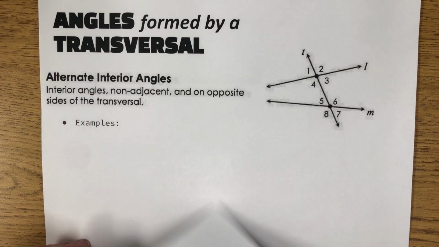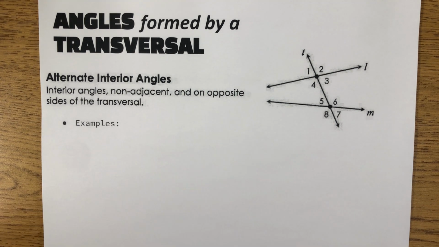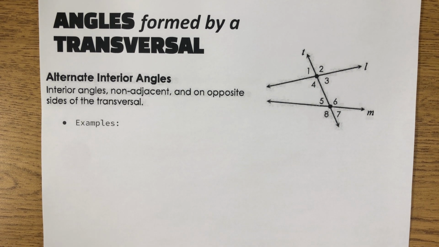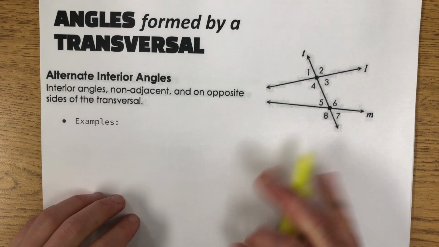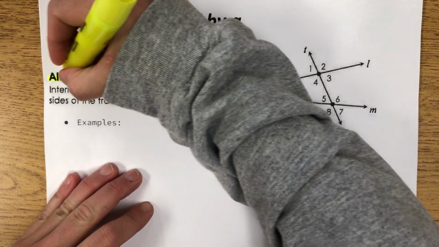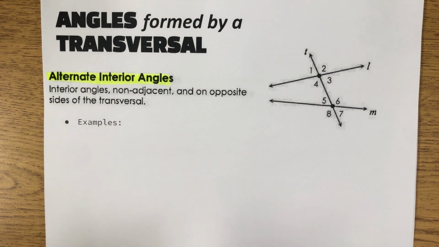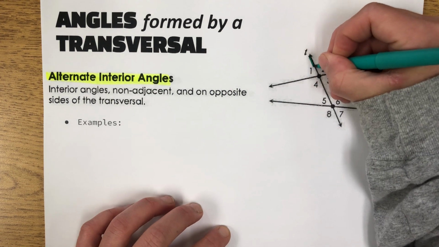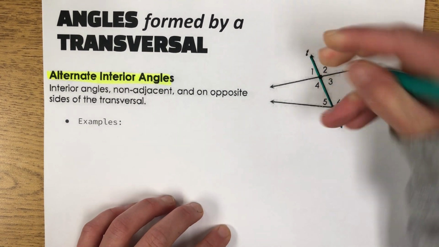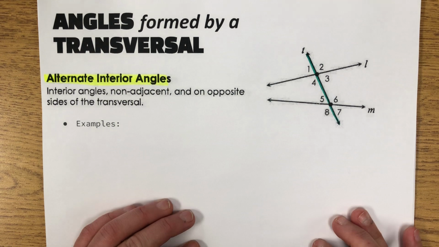The next one I want us to look at is alternate interior angles. Alternate interior angles. So I'm going to highlight alternate interior here. And that's the one we're going to look at next. So let's identify our transversal. Our transversal is labeled with a T, so we can easily identify this line with an outline in green here.